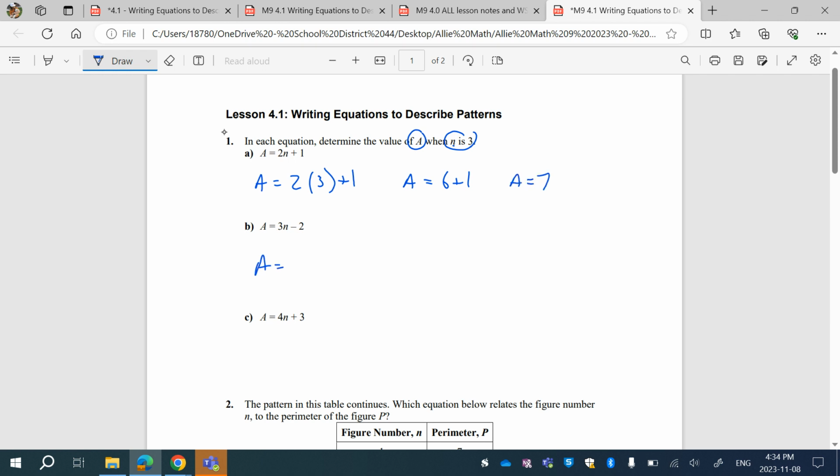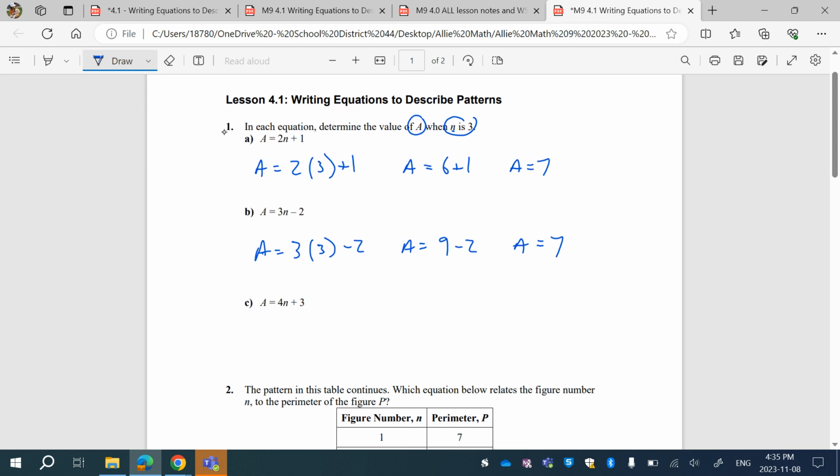Again, we're just going to substitute what is known. We know that n equals 3, and we're going to find out what is not known, which is a. So we're going to put in the 3 where the n is, subtract 2. A equals 3 times 3, subtract 2. So 3 times 3 is 9 minus 2. And finally, a equals 7.